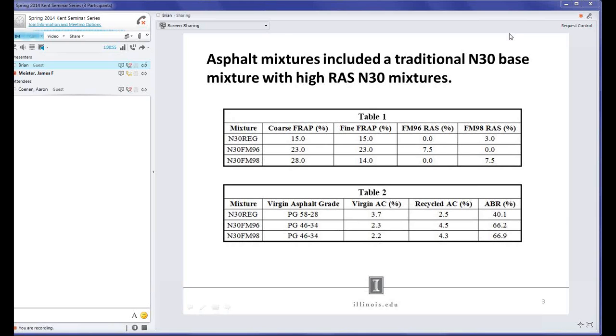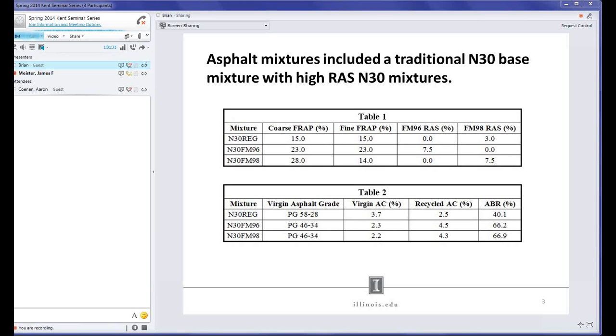You can see the virgin asphalt percentages in the ABRs. It was around 40% for the N30 regular. The N30 FM96 and the 98 were very close in terms of ABRs. The other thing I want to mention is that the volumetric properties, in terms of the VMAs, were kept pretty close. We wanted to check that. We didn't want them to be too far off, otherwise it would be difficult comparing them. And the final thing I want to point out is that the N30 regular mixture had PG 58-28 in it, and the other 2 mixes had 46-34.